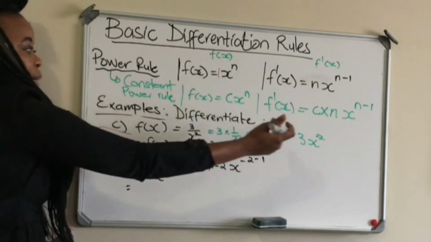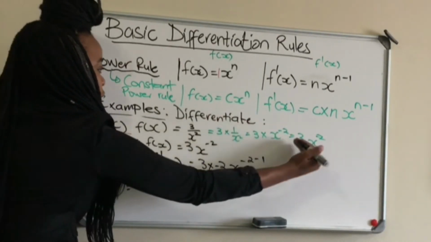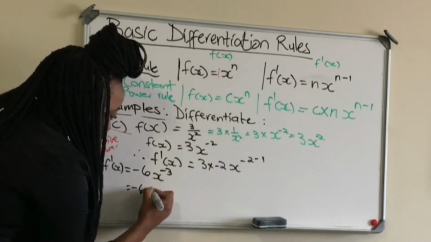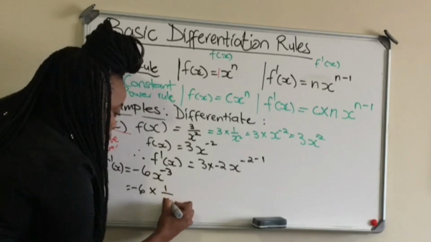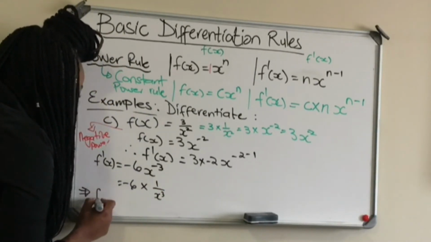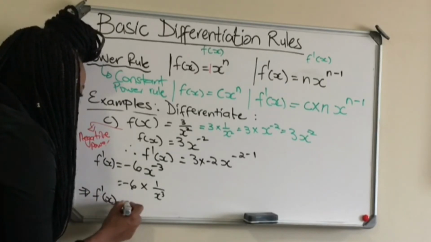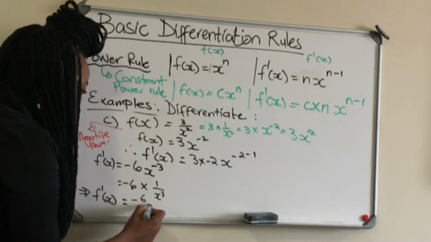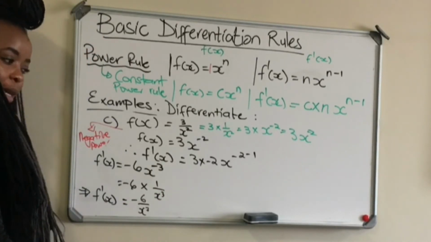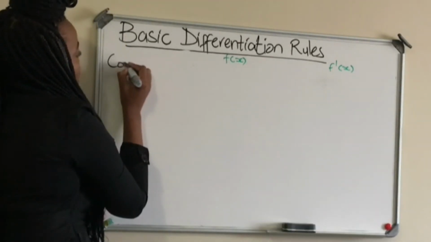I'm going back in reverse, like here, I want to come to that. So I have a negative 6 times 1 over x to the power 3, right? Which implies that your final answer is going to be negative 6 over x to the power of 3. Then you are done.